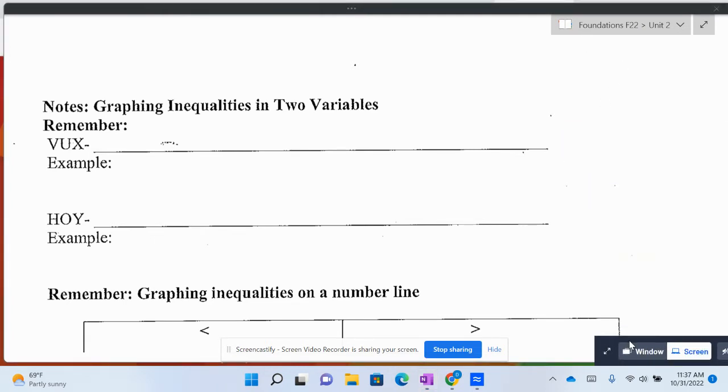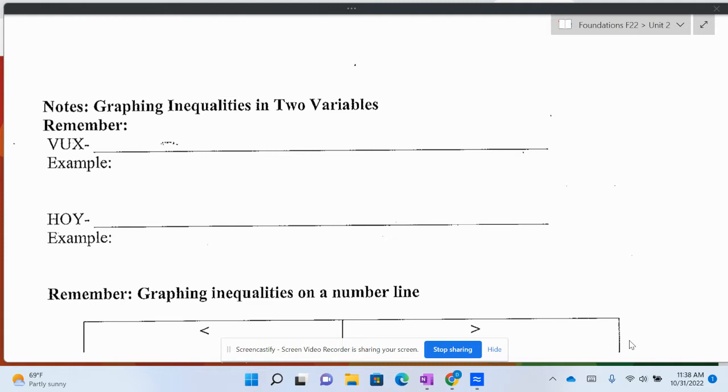So today we're talking about graphing inequalities. You guys have only graphed inequalities on a number line. Today we're going to graph what's called linear inequalities with two variables. So it's going to be in the form like y equals mx plus b, but it's not going to be equals. It's going to be y is greater than or less than mx plus b.